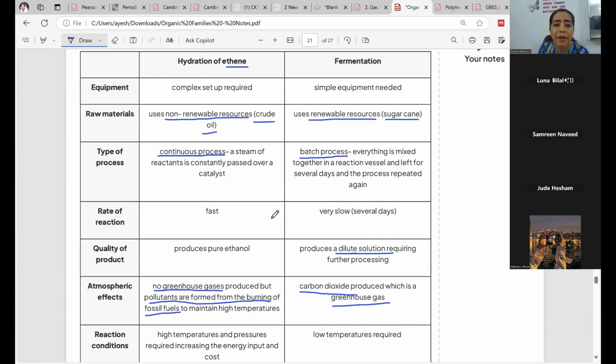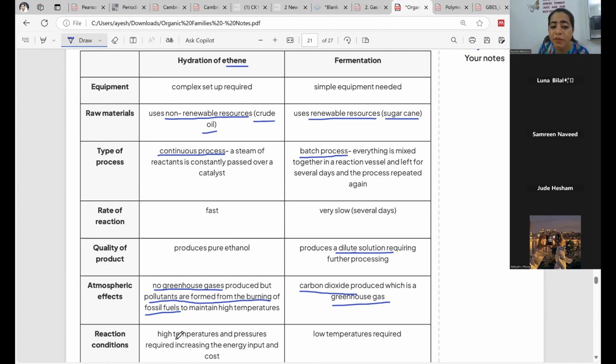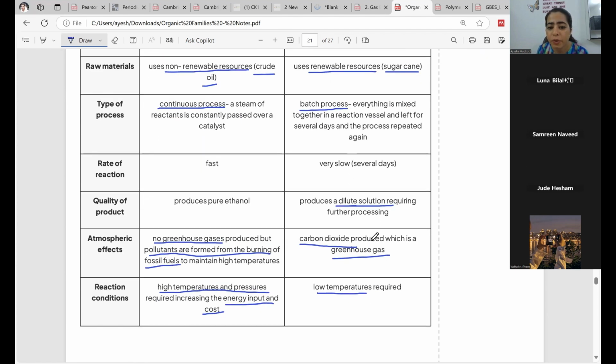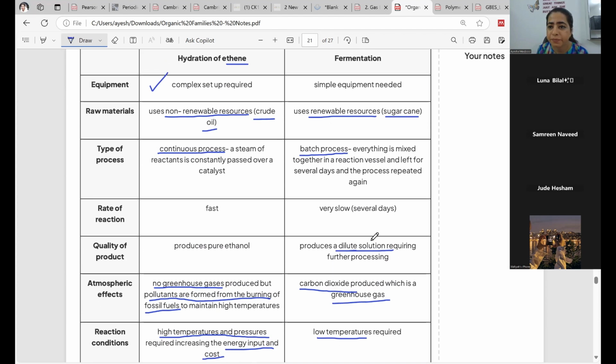In case of the hydration of ethene, very high temperature and pressure is needed. High temperature and pressure means the energy cost is going to be more to do this reaction. That is the reason the setup is also complex, because for high temperature and pressure, we need a little expensive and complex setup. Okay. The fermentation process needs only 25 to 35 degrees, a very low temperature. So it's easy to achieve in simple equipment as well. So this is a comparison table between the two methods, and all these points are very important to remember. Any questions till here?